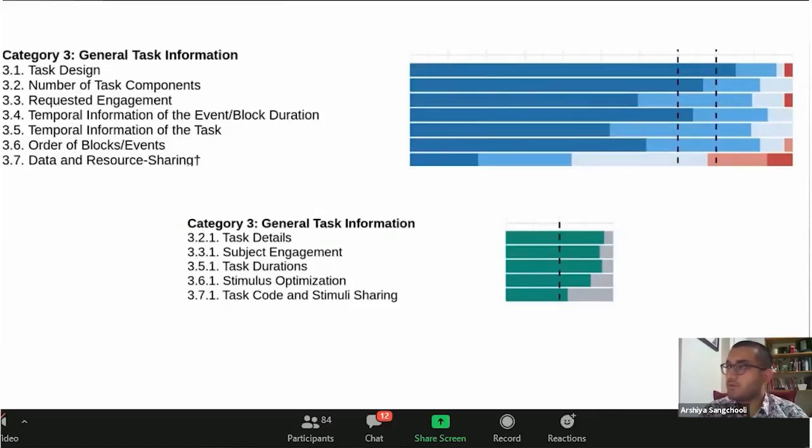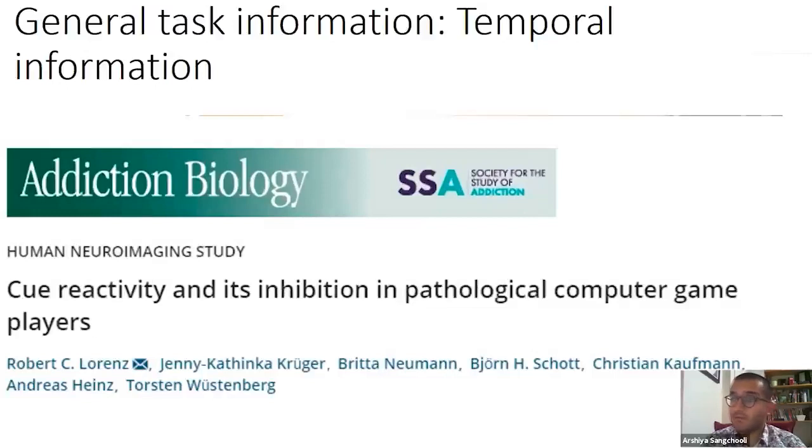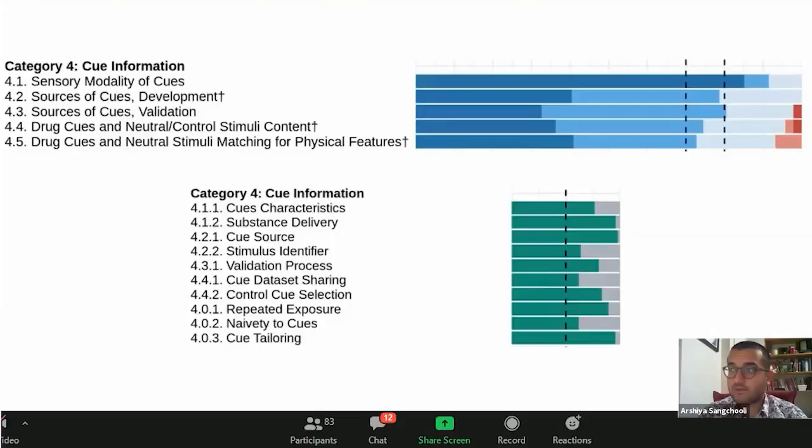And as you can see, all the items in this category, except for the last item, met the strict consensus threshold. And for example, one relatively recent study has shown that even the length for which cues are presented can have an impact on cue reactivity.